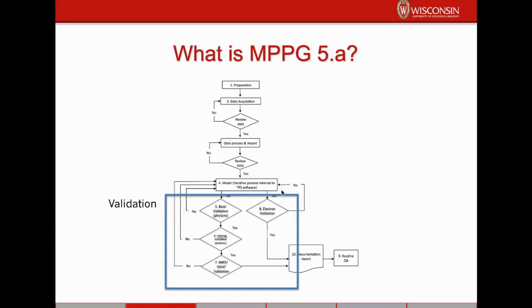The next section of the report addresses validation, and this includes validating basic photon dose calculations, heterogeneity corrections, and IMRT and VMAT, as well as a comprehensive electron validation. And these are designed to build up toward and include things that are more clinically relevant, treatment fields that you would actually use in the clinic.